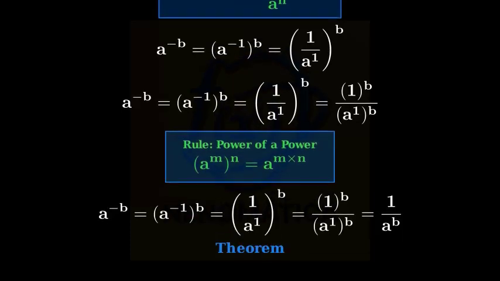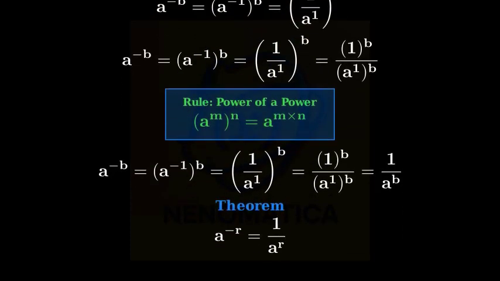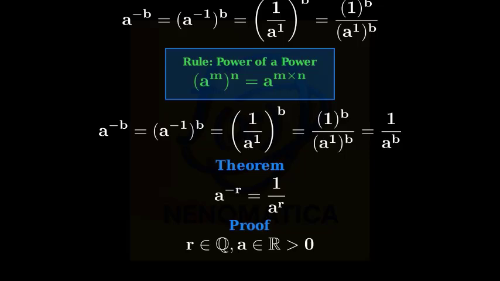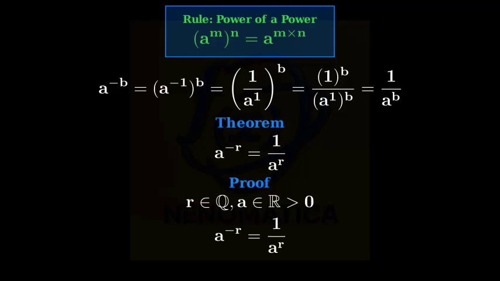Now let's examine a theorem. For any positive real number a and any rational number r, we have that a to the negative r power equals 1 over a to the r power. Let's prove this theorem. We'll start with the given information. r is a rational number and a is a positive real number. We need to prove that a to the negative r power equals 1 over a to the r power.